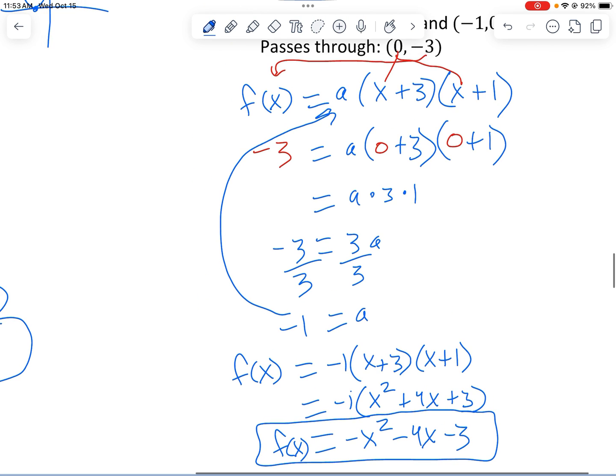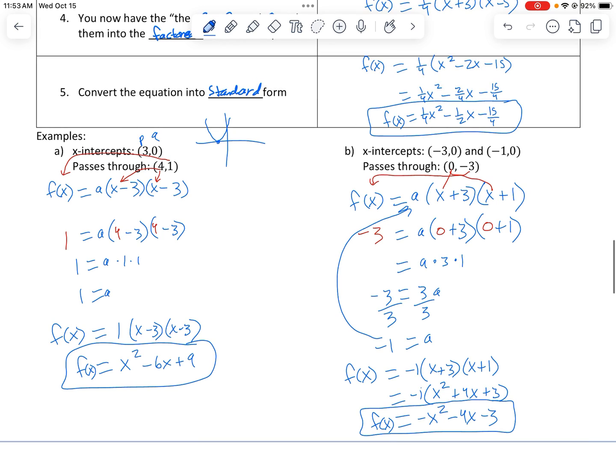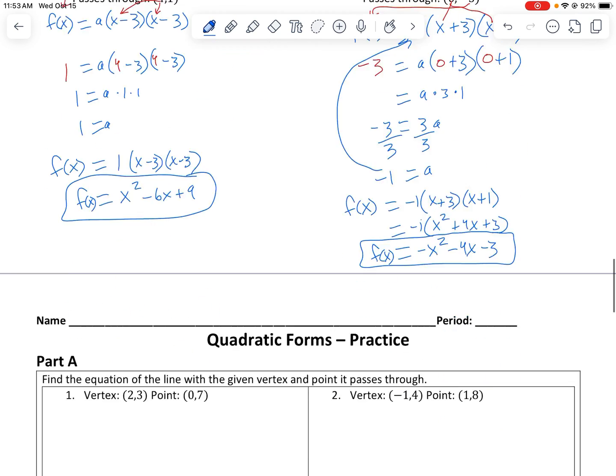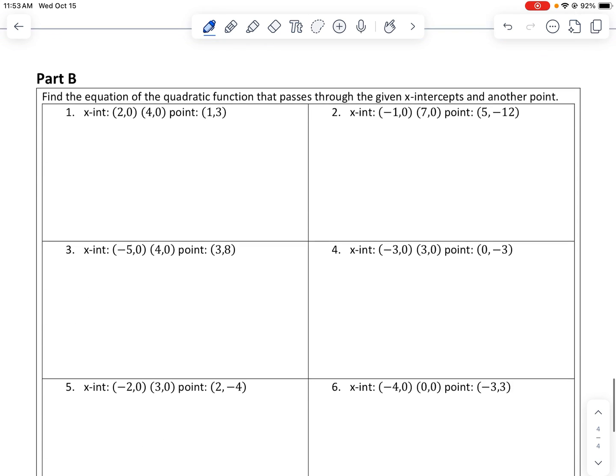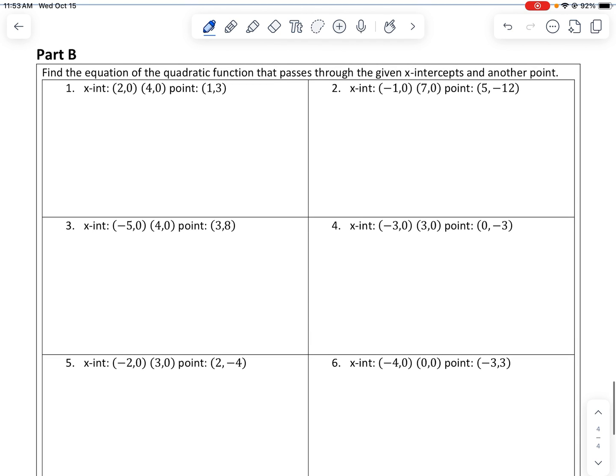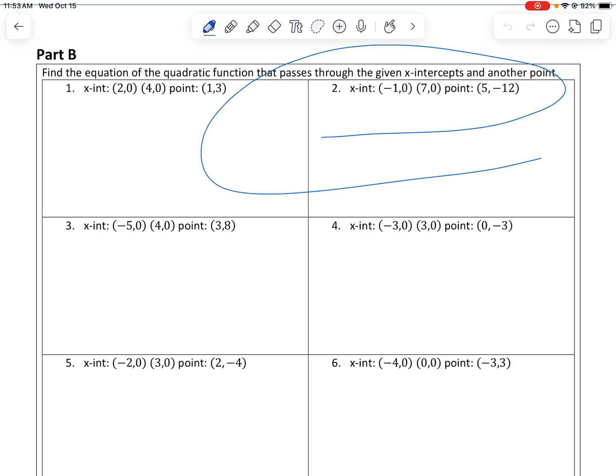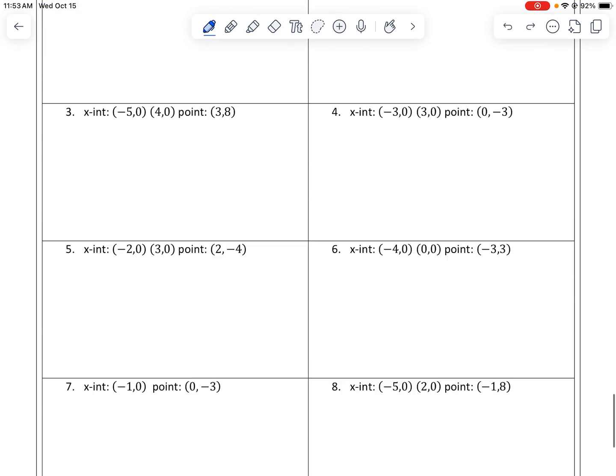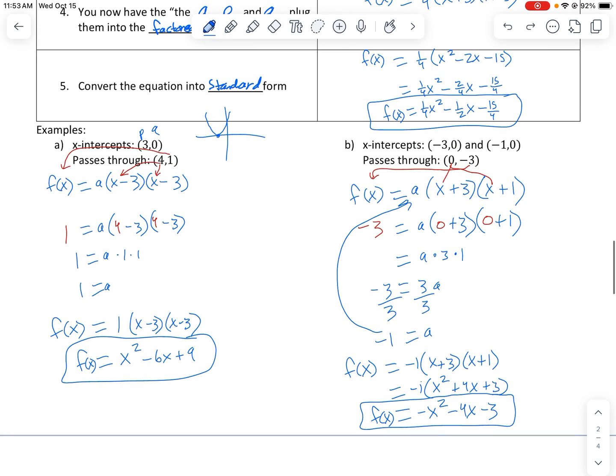So there you go. So there's some different examples of what to do with factored form. Your assignment is going to be that second page of the quadratic forms practice. It's part B. It's the one that has all the x-intercepts that you use. So good luck on these. Once again, refer to the examples, refer to the notes if you get stuck. So good luck.